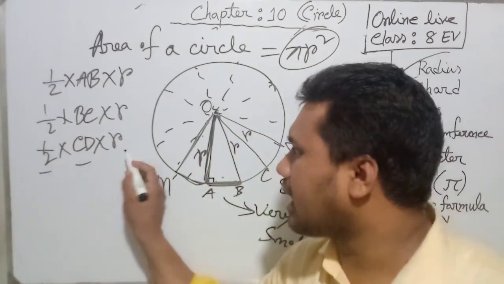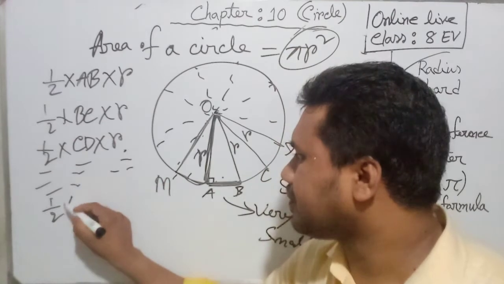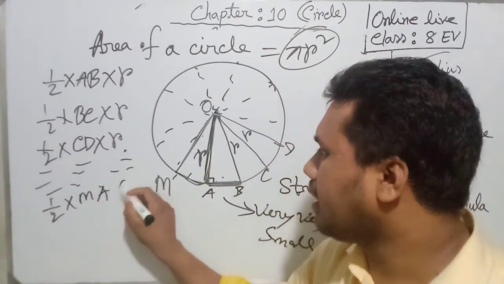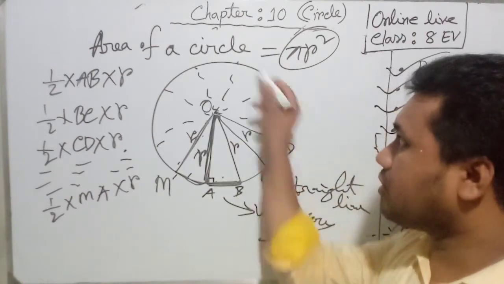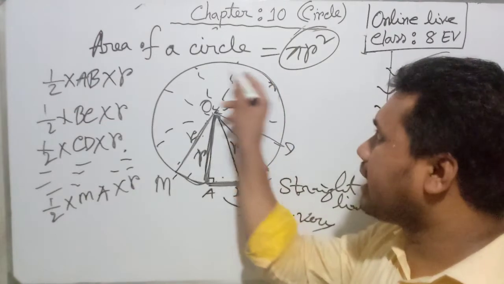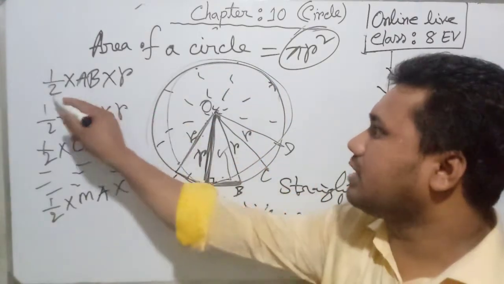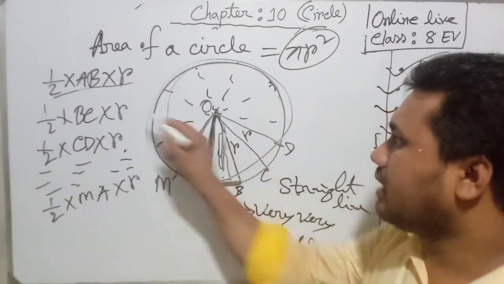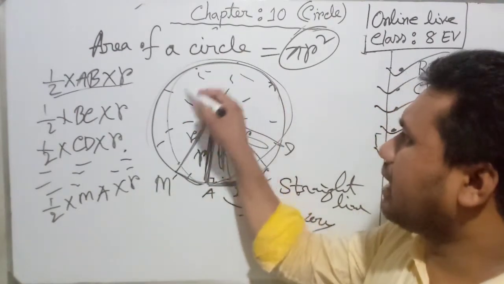Suppose there are many triangles. So the last one will be half into MA into R, so this is our height. Now dear students, if we join all triangles, then you will get the full area. This is the area of one, this one indicates this area, this is this one, and similarly like this one.